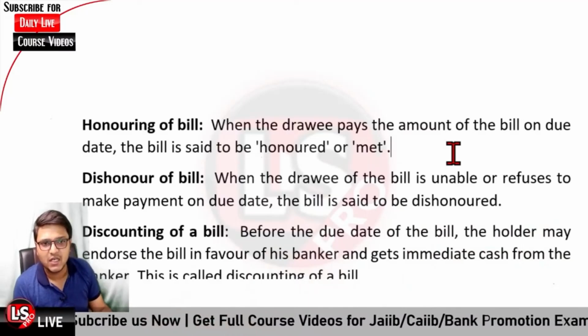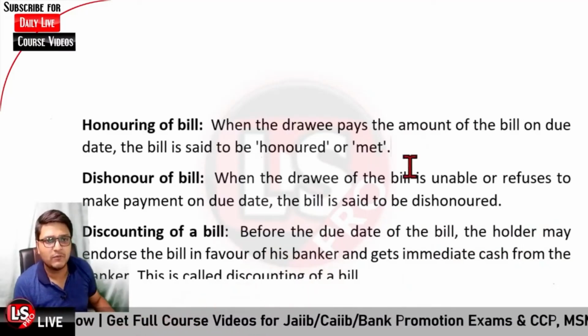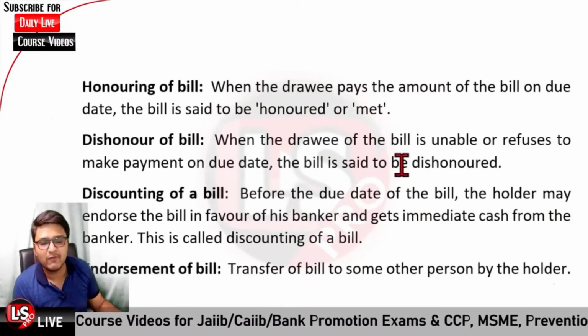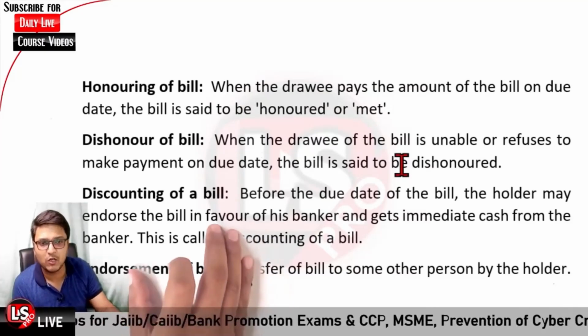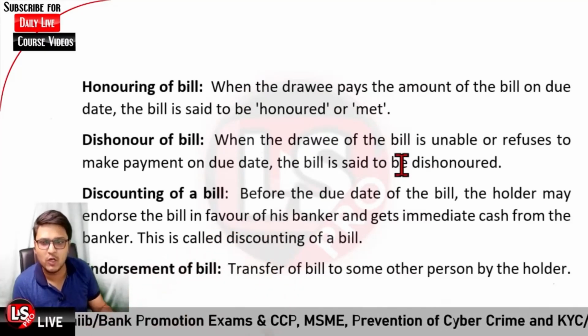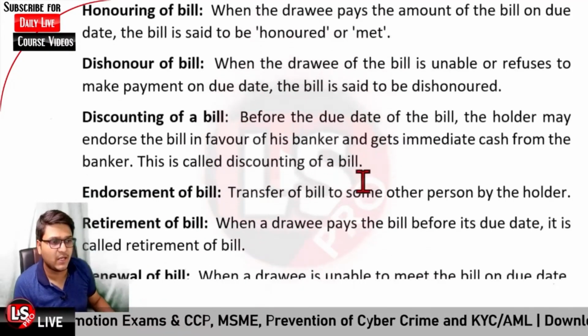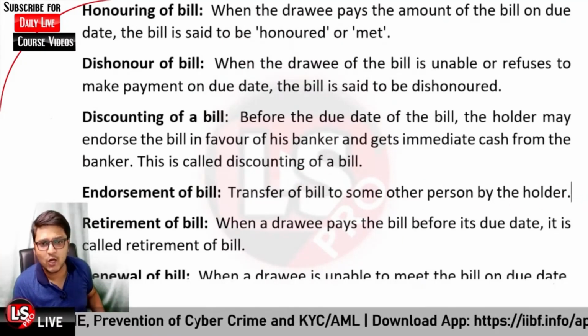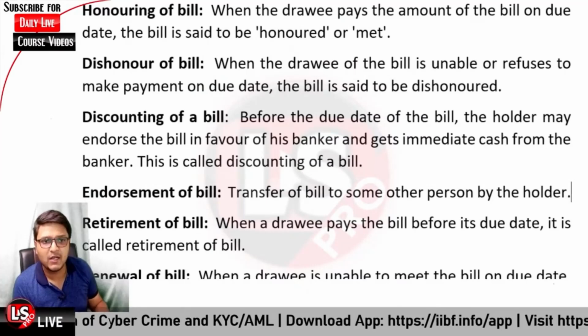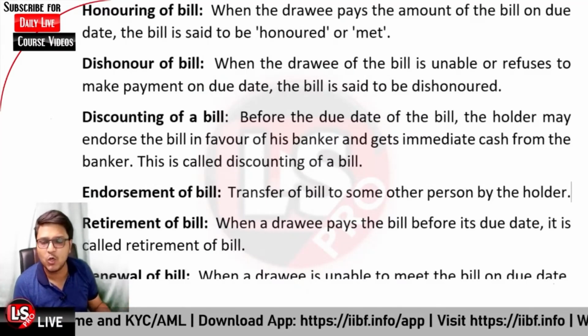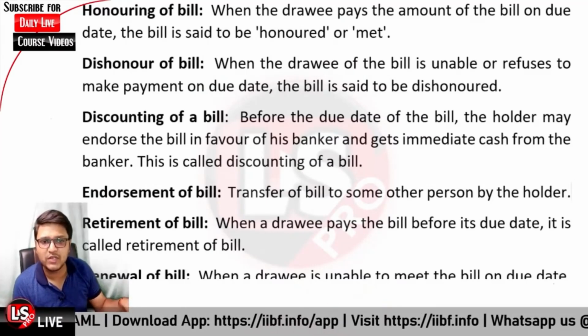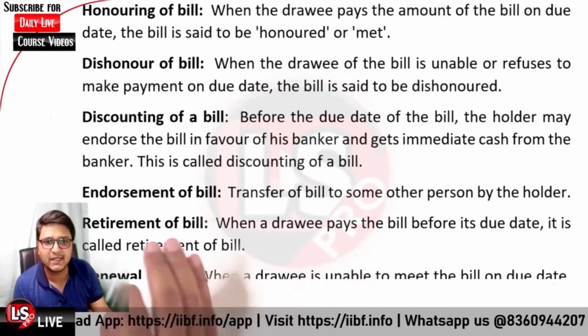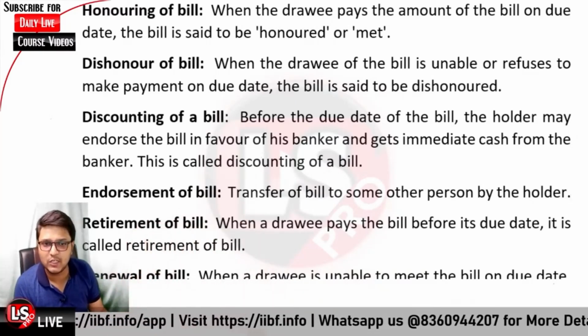After that, it is discounting of a bill. Before the due date of the bill, as I have already explained that concept to you, it must be clear to you, so we will not be doing that concept again and again. Then it is the endorsement of a bill. Regarding the endorsement of a bill, I already told you, when the holder in due course transfers the bill to some other person, the bill is said to be endorsed.